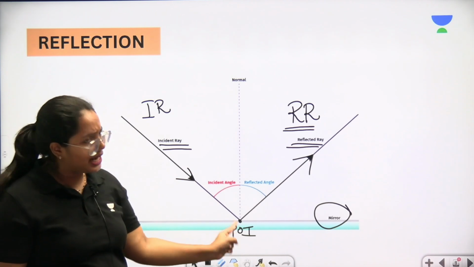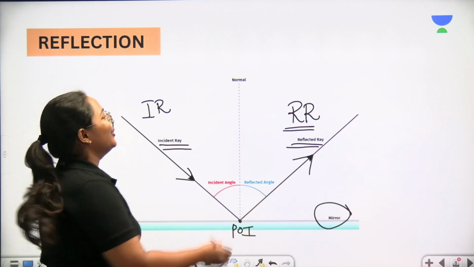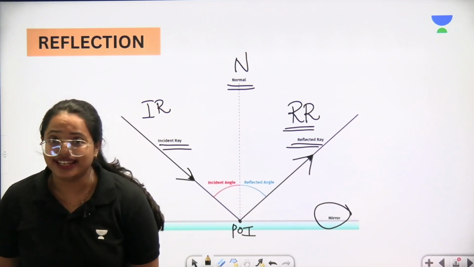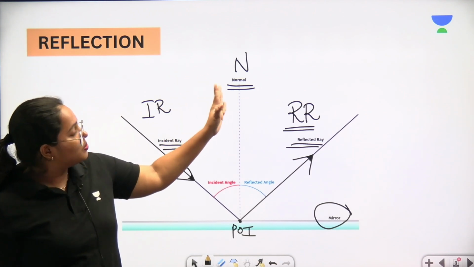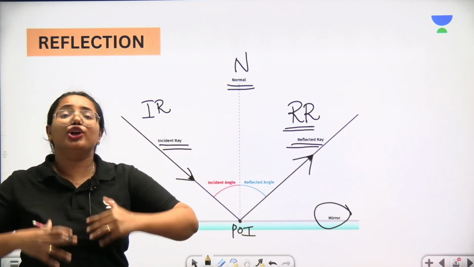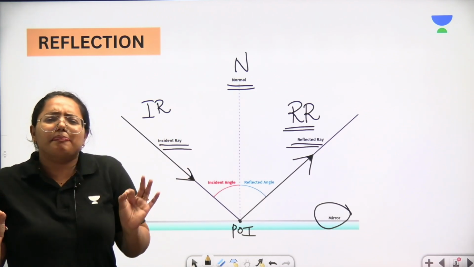An imaginary line which is perpendicular to the surface itself. This is called normal, so I can represent it as N. So you can say that incident ray, normal, reflected ray, all of these are very, very important when you want to learn reflection. And now I'm going to tell you an important thing.